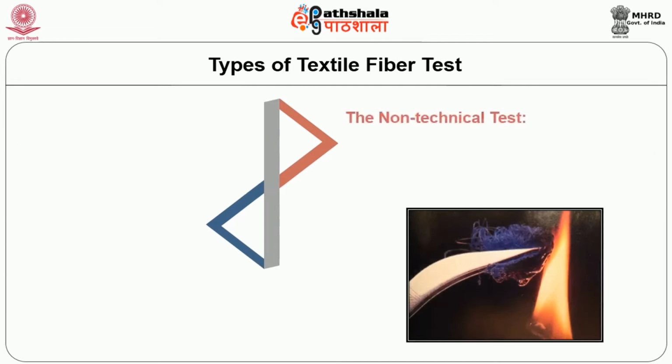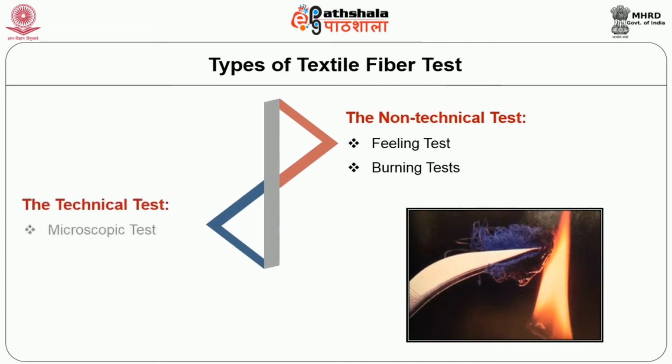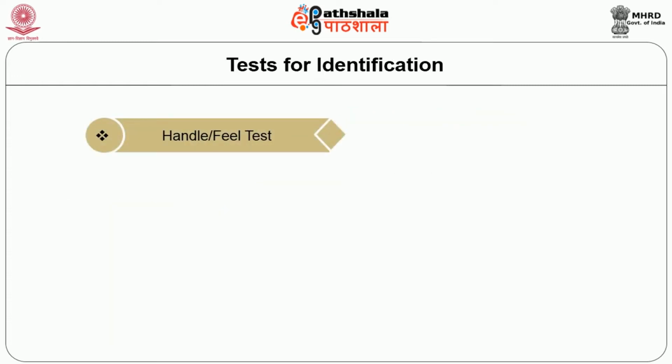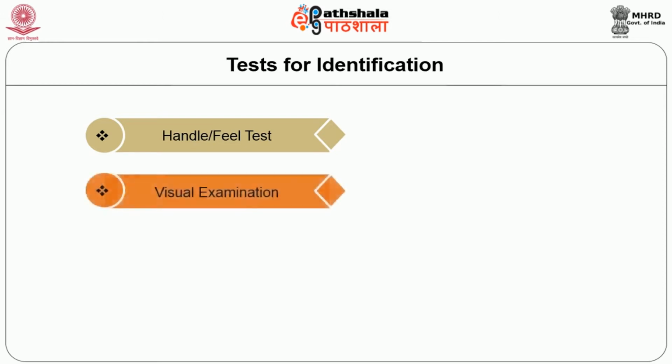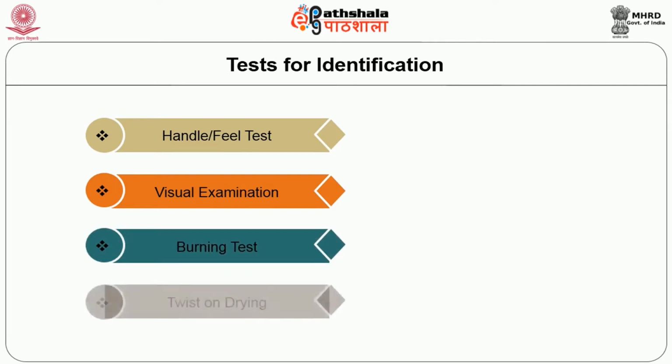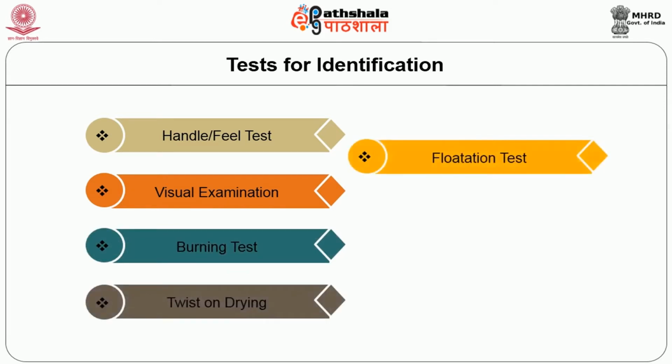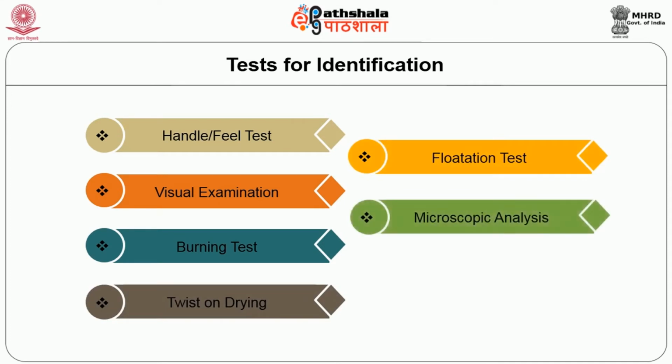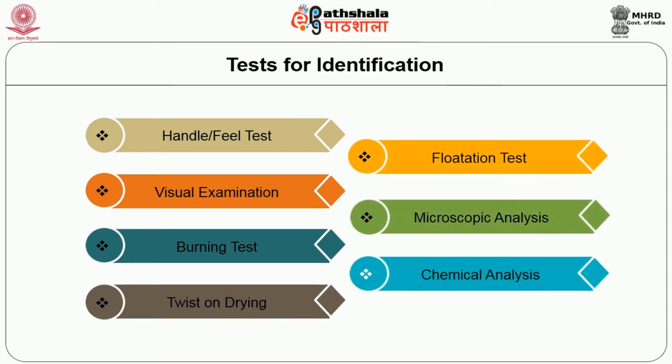What are the types of textile fiber tests? We can classify them into two categories. One is called non-technical test, another one is called technical test. Non-technical test comprises peeling test and burning test. In case of technical test, microscopic test and chemical test. So tests for identification are handle or field test and also visual examination, burning test, twist on drying, flotation test, microscopic analysis and chemical analysis.